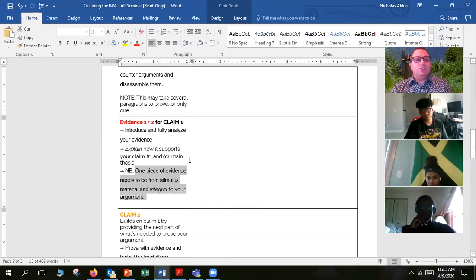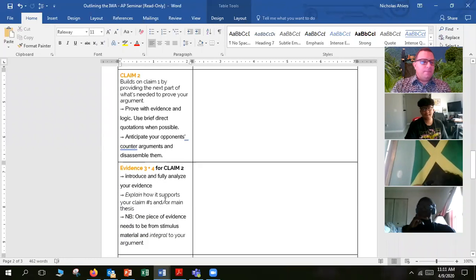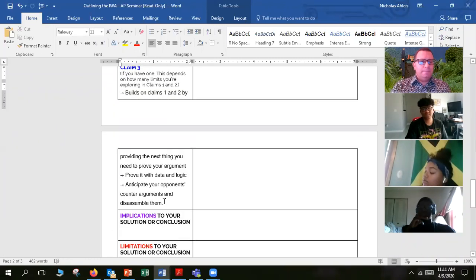But now when you get into your claims and you get into your evidence, this is where you're really going to dive into it and provide us a lot more information as to why this particular piece of evidence is so central to your claim, okay? So remember that one piece of the evidence needs to be from the stimulus and it needs to be integral. Then there needs to be other information from the stimulus as a secondary argument, okay? And so like I said, this goes on, okay?